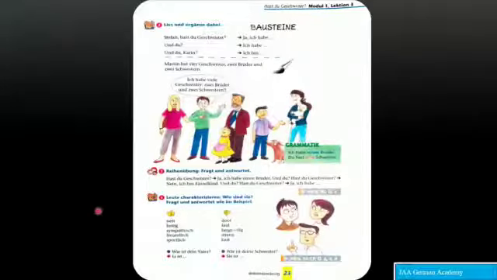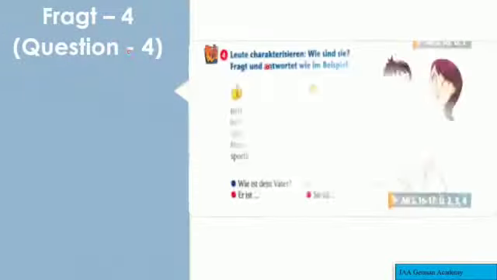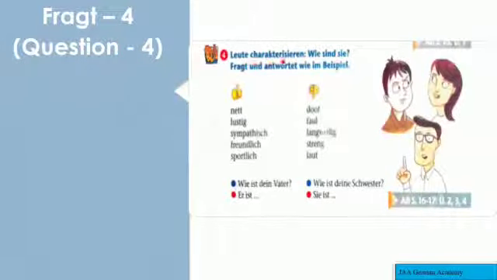So this is the second page of this chapter. Frage 4, question 4. Leute charakterisieren, wie sind sie? Fragt und antwortet wie im Beispiel. So beneath the question are some adjectives given, and we have already made a video related to adjectives. You can watch it. The link would be in the description.